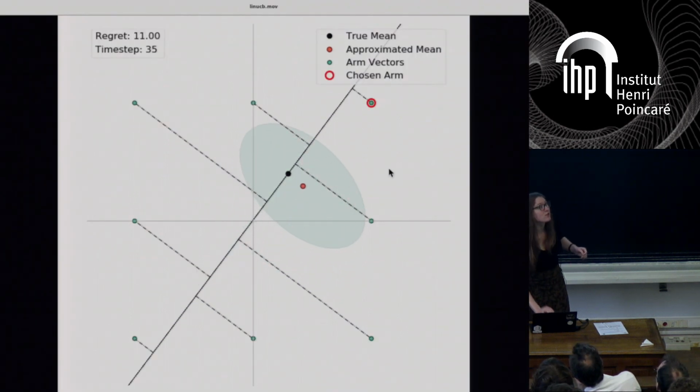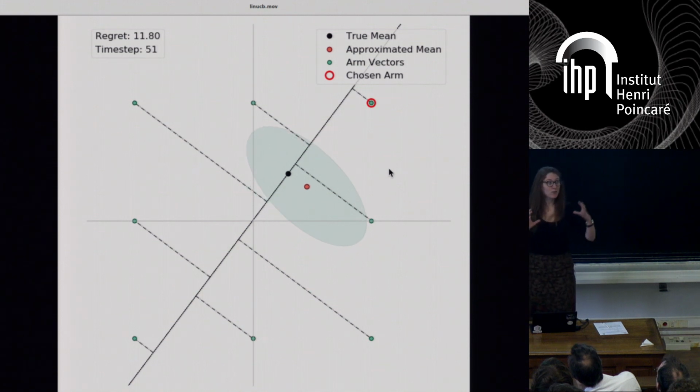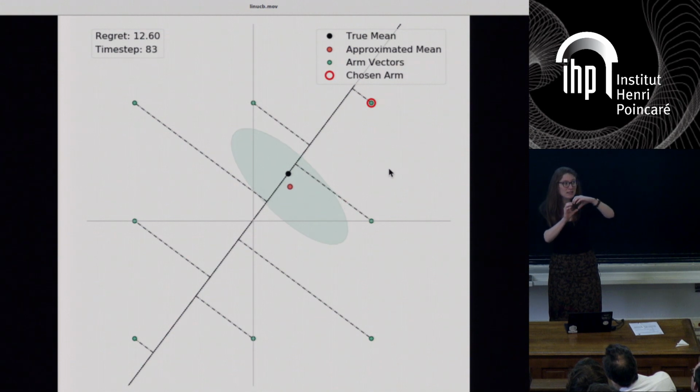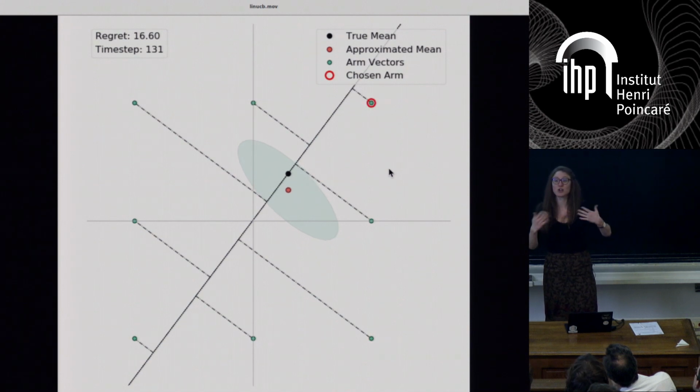So it works like that. At the beginning, you have confidence ellipsoids that are round, and they're going to take this ill-conditioned shape, because you're pulling a lot this action in the direction of the action that gives you a lot of reward.